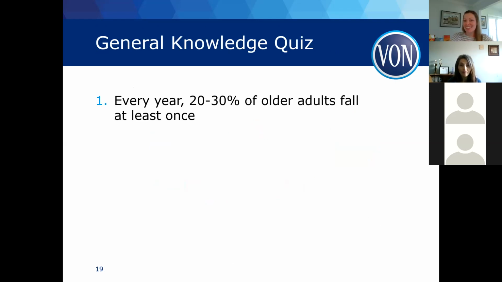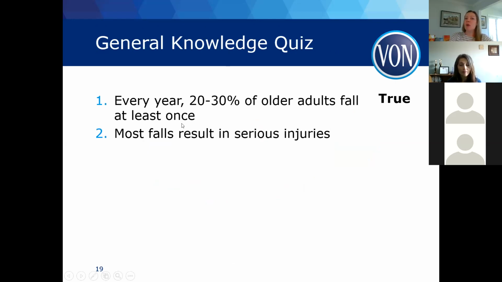So the first one is, every year, 20 to 30% of older adults will fall at least once. What was that answer? True. True. It is true. Number 2, most falls result in serious injuries. Oh, False.